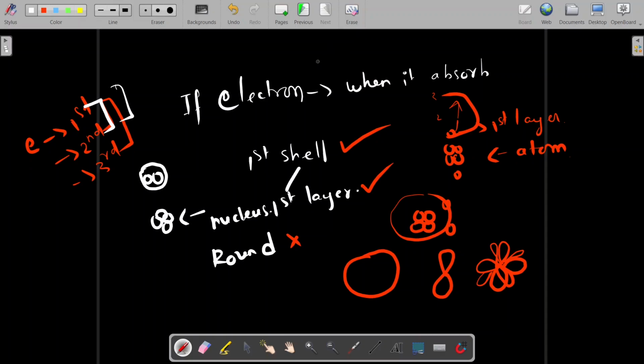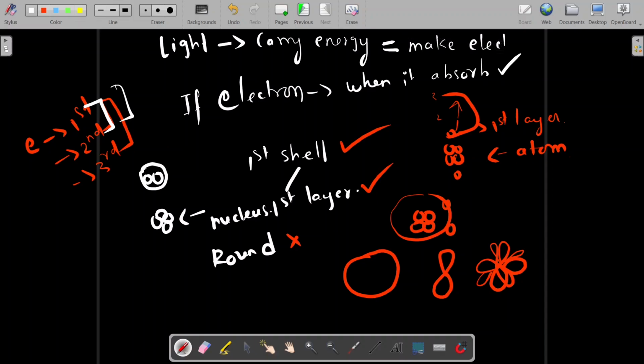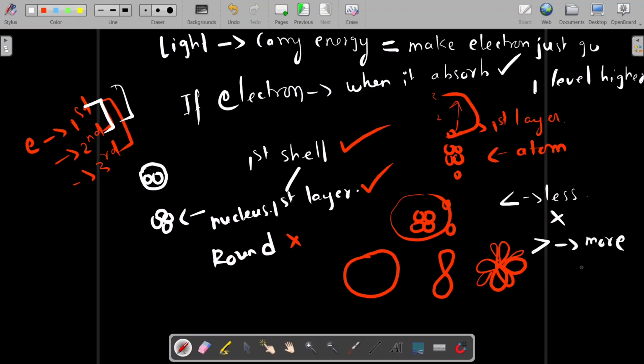So when it absorbs, if any electromagnetic radiation or any energy or any light enters an atom, that light should carry energy equal to what makes the electron go just one level higher. That's it. If it is less than that, it doesn't absorb. If it is even more than that, then also it doesn't absorb.